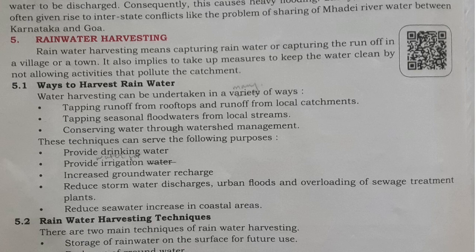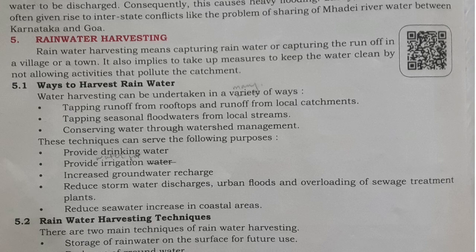Rainwater harvesting. Rainwater harvesting means capturing rainwater or capturing the runoff in a village or a town. It also implies taking up measures to keep the water clean by not allowing activities that pollute the catchment. Catchment area means where the water gets accumulated.